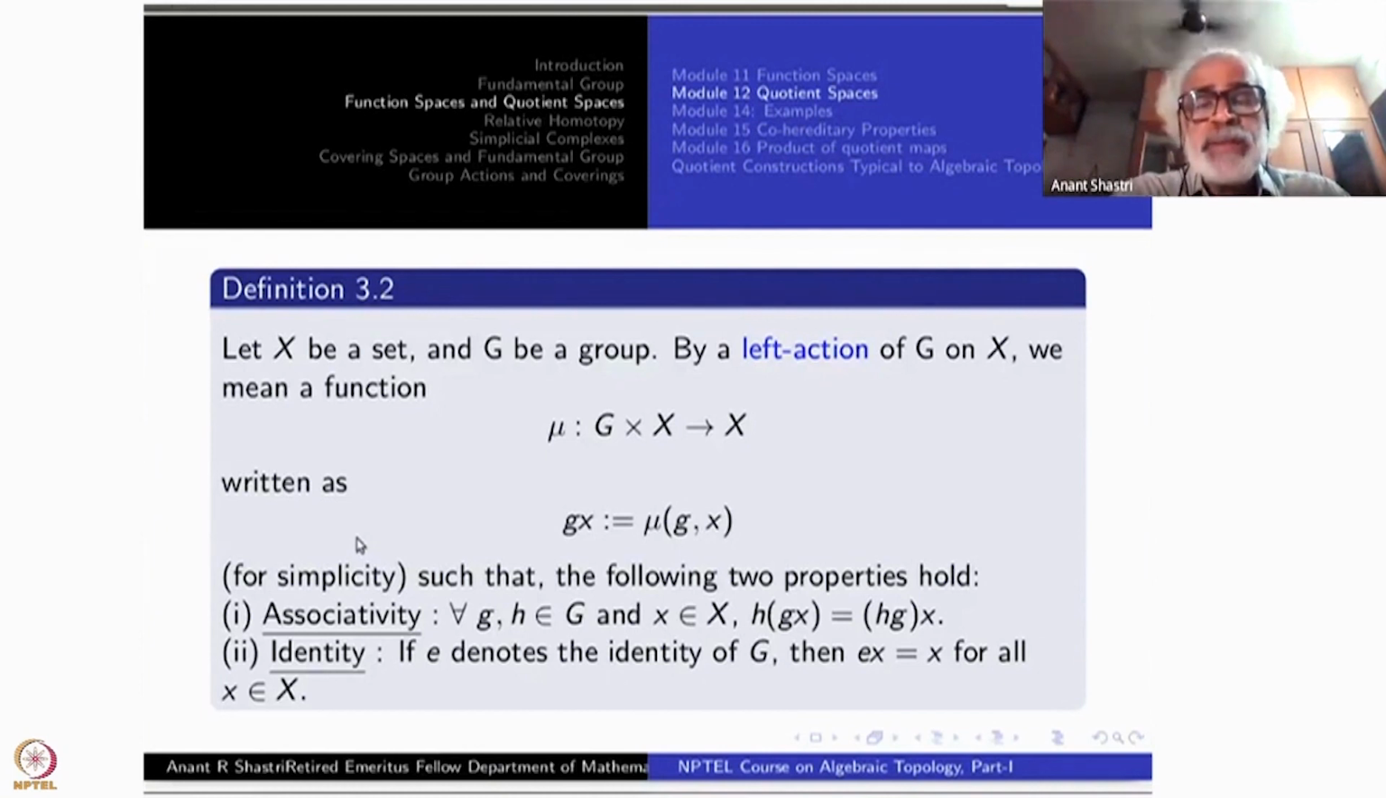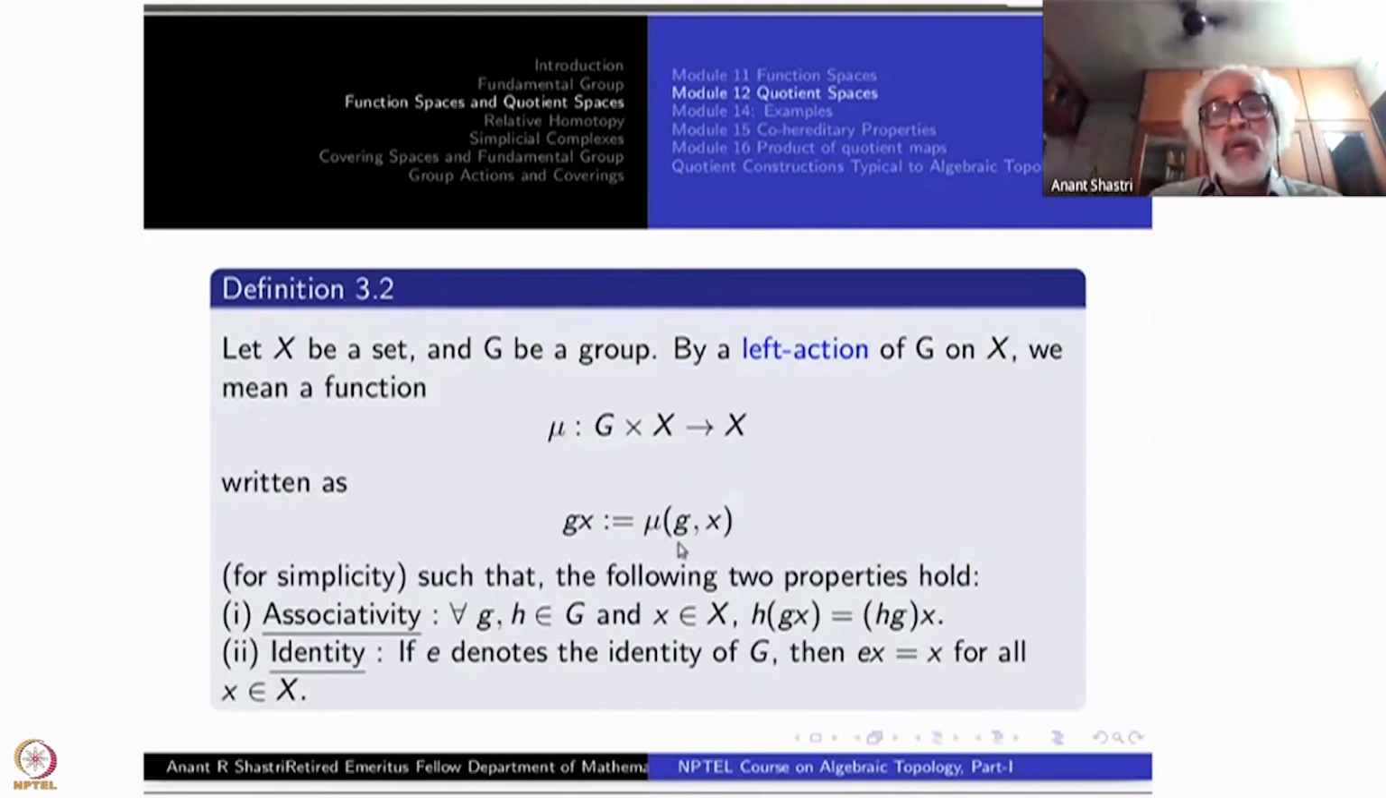Mu of g,x we shall write shortly as gx, as if this is the multiplication in G. This notation follows the special case when X is also G and mu is the multiplication in G, G cross G to G. So we are writing the same notation here, but if different actions may be there, then you will have to write it in different notation. That is what you have to do. So this is simplified notation. If there are more of them, you cannot simplify all of them to one same thing. That's one you have to remember.